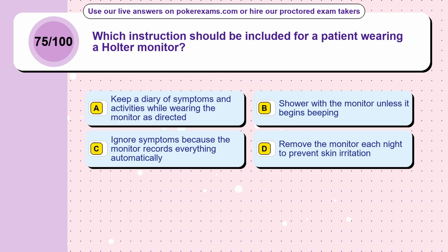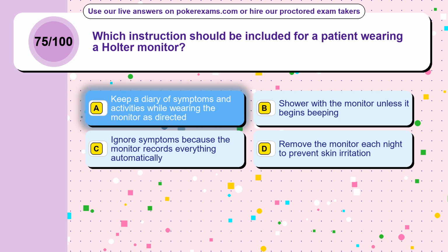Question 75. Which instruction should be included for a patient wearing a Holter monitor? Option A. Keep a diary of symptoms and activities while wearing the monitor as directed. Option B. Shower with the monitor unless it begins beeping. Option C. Ignore symptoms because the monitor records everything automatically. Option D. Remove the monitor each night to prevent skin irritation.